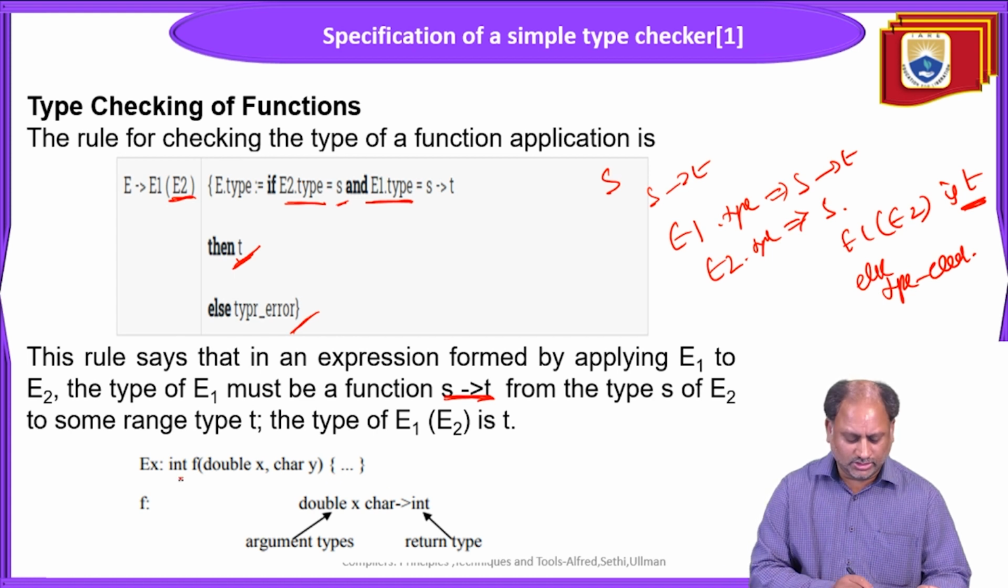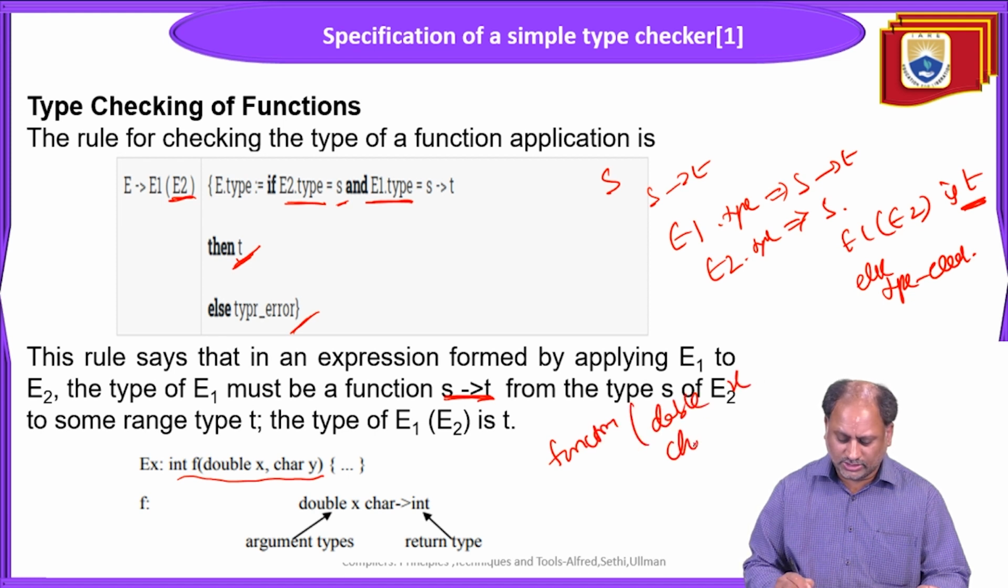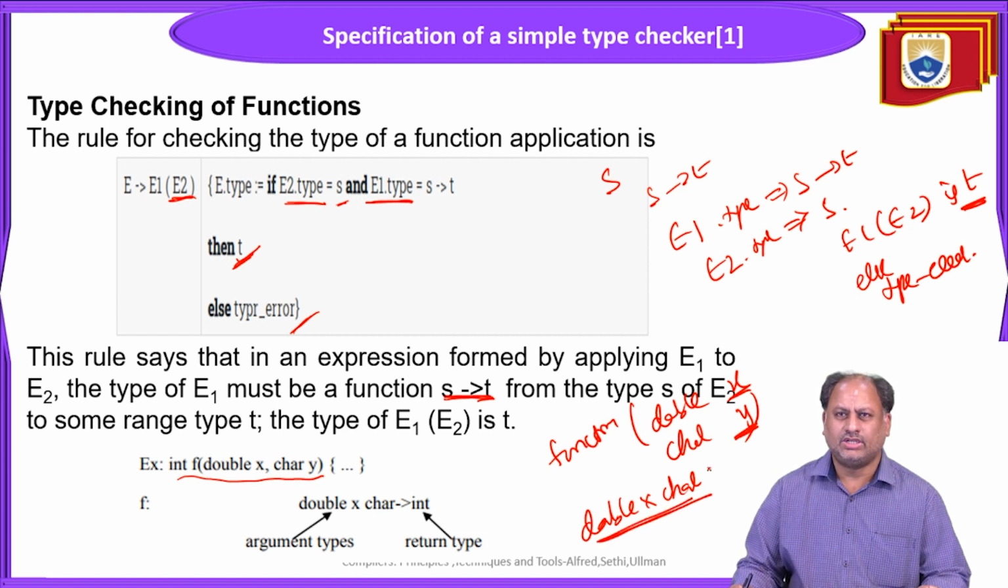Suppose you see an example of this: a function is defined with the argument double x and another one, character y. Now what is x's type? Double. And what is y's type? Character. So if you apply the expression for both cases, that means double and character, and it returns some type, the type expected is integer. Else return error.